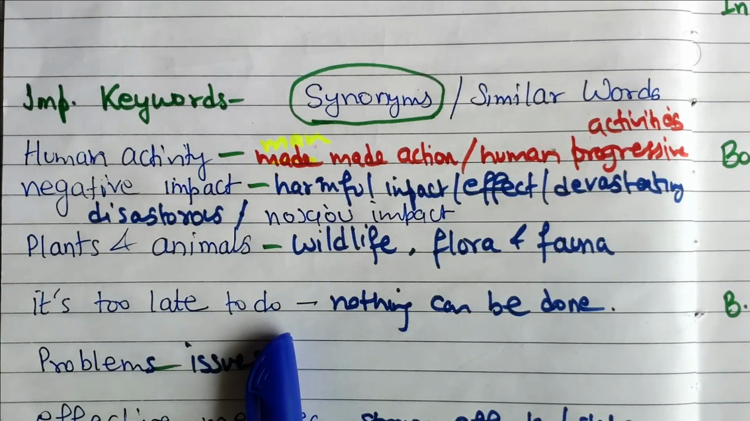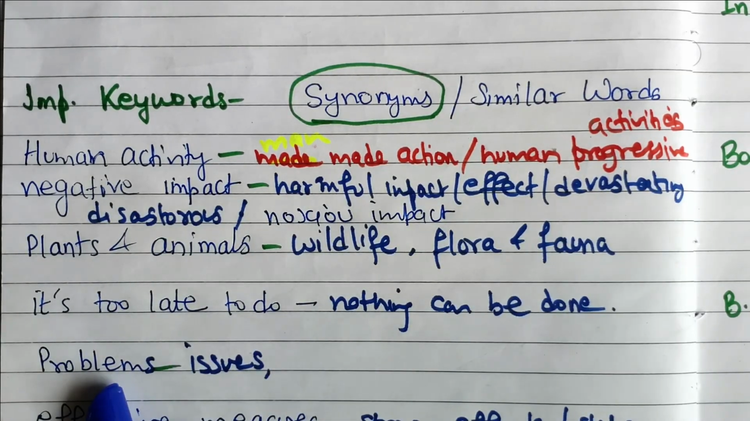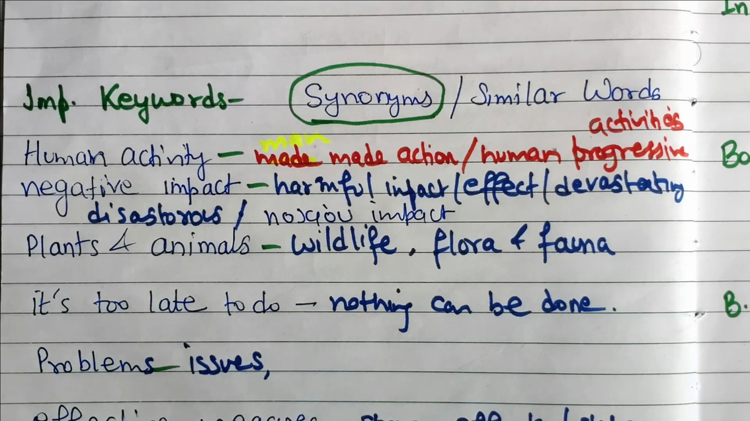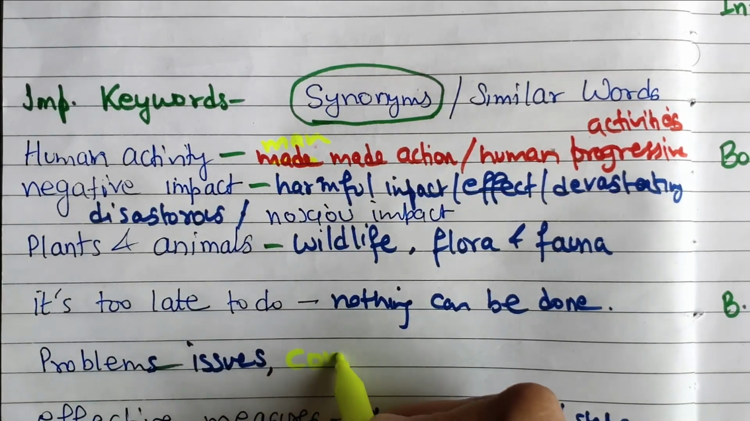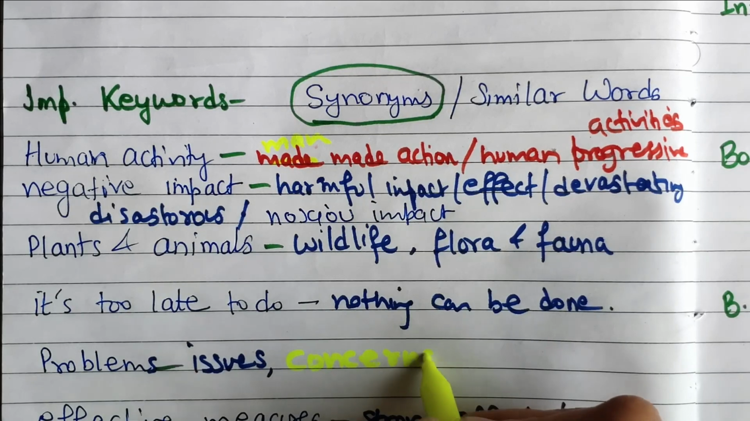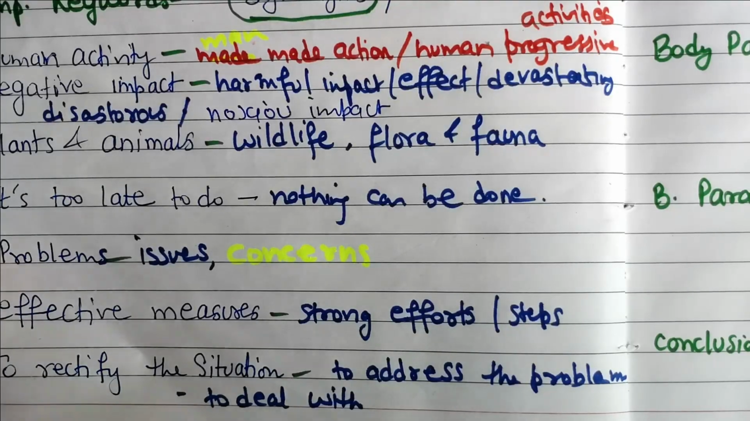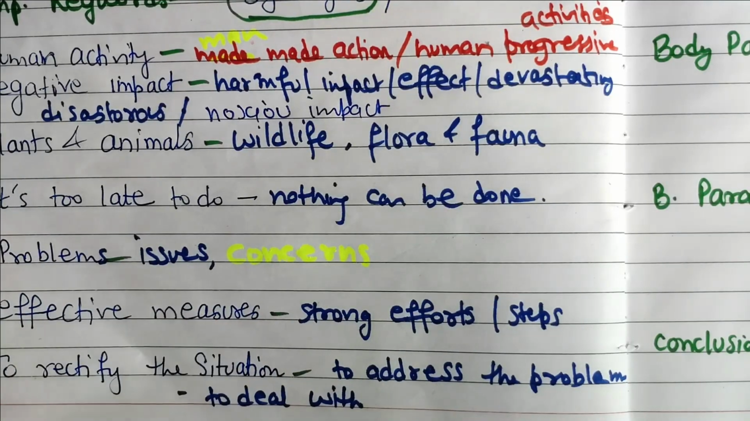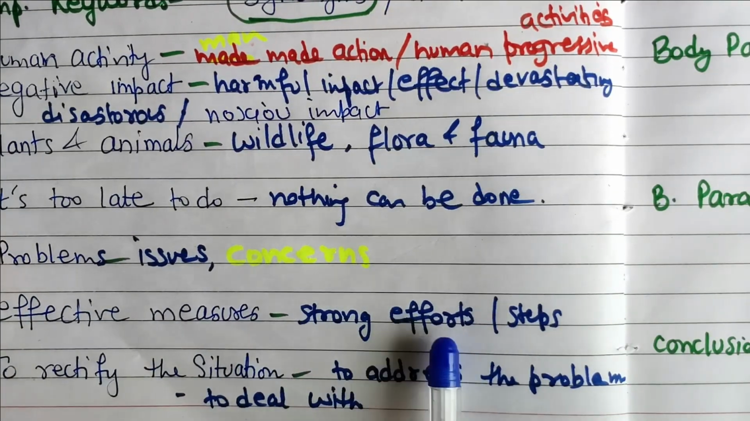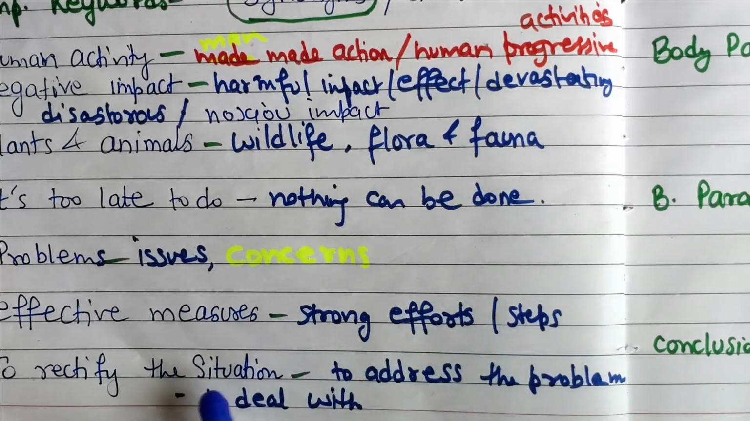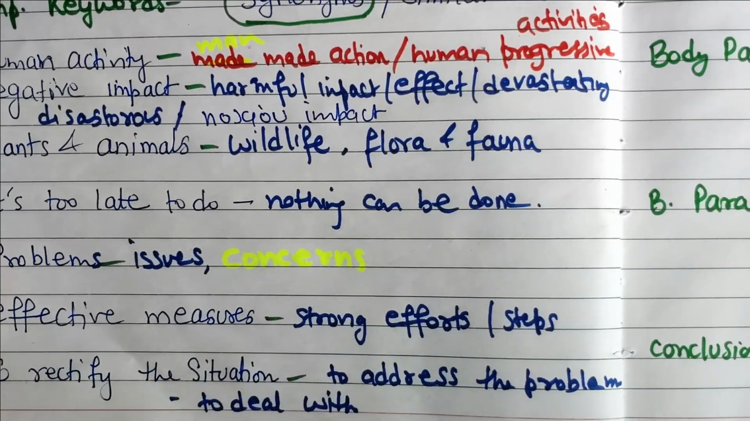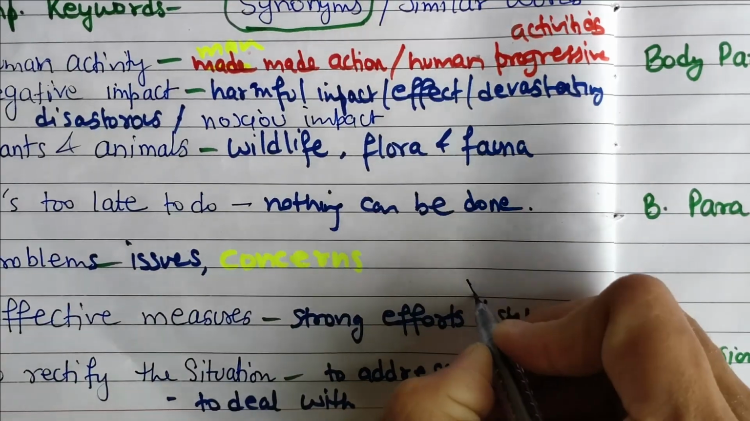It is too late to do anything, nothing can be done. For problems, you can write issues, concerns. These things we can write for problem. Next is effective measures: you can use strong efforts or steps, or preventive measures. I will be writing it here, preventive.